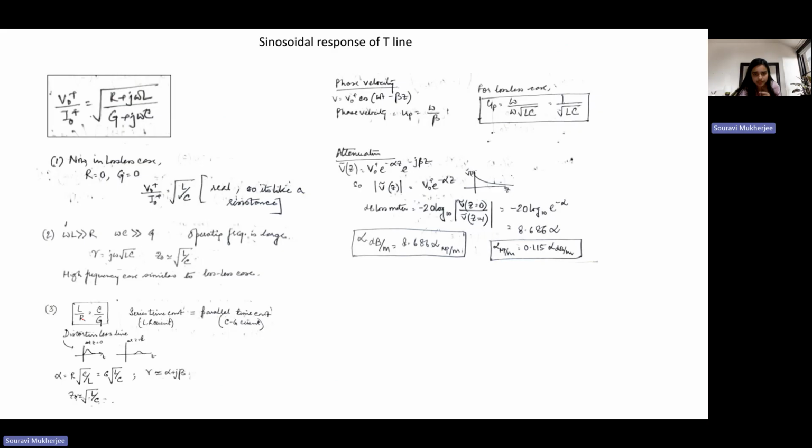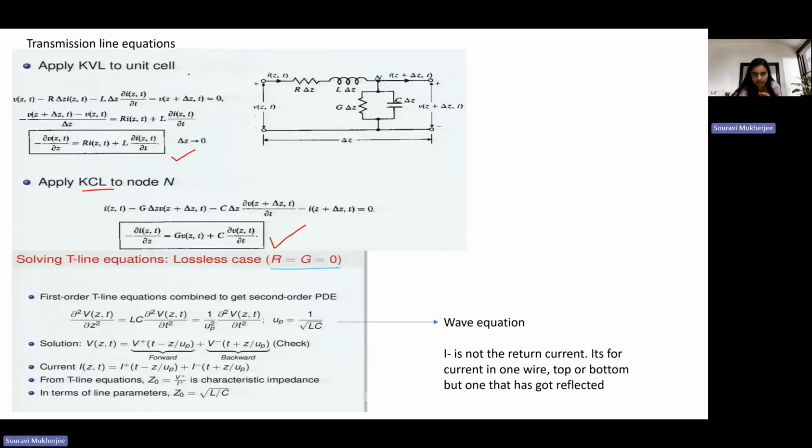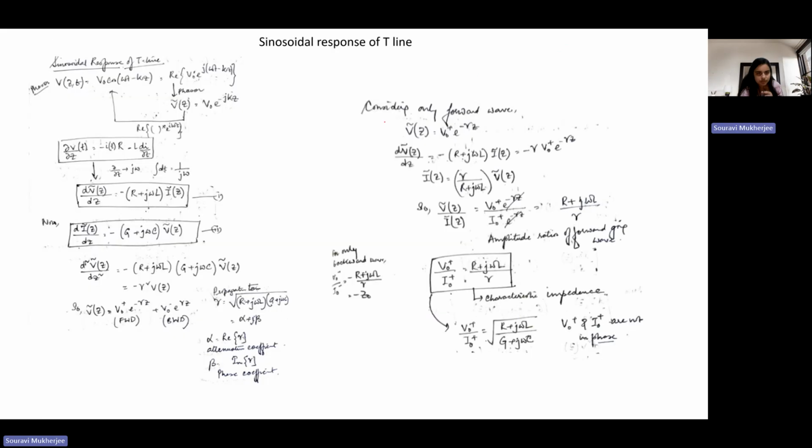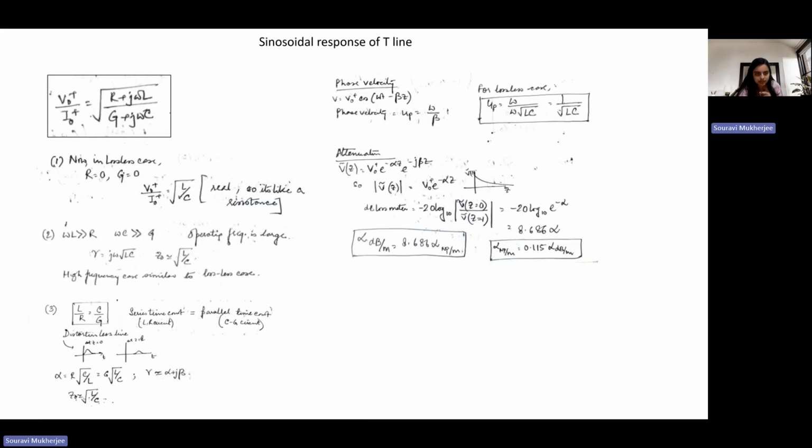So L by R, which is basically the series time constant, right? If you go back, this is how it looked. So L by R is a measure of the series time constant, where G by C gives us a measure of the parallel time constant, right? So if L by R is equal to C by G, then there is no distortion in the line. Okay, there can be attenuation. There is a finite alpha which talks about attenuation, but the beta term is not there.